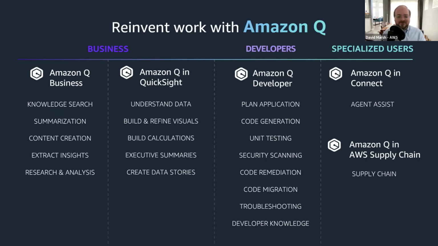We also have Q Developer, like I mentioned, and you may have heard of it as Code Whisperer. This integrates with your development environment to do things like generate code, create unit tests, perform security scans, help you troubleshoot broken code, and even just help you learn about your code base. And then finally here, we have these specialized use cases where Amazon Q can be used in our Connect service as well as supply chain service to extend the capabilities of those services with generative AI.